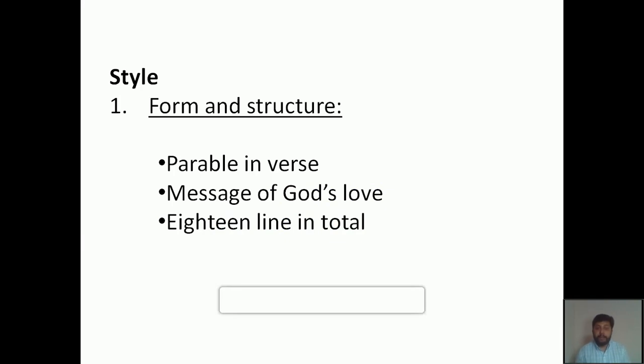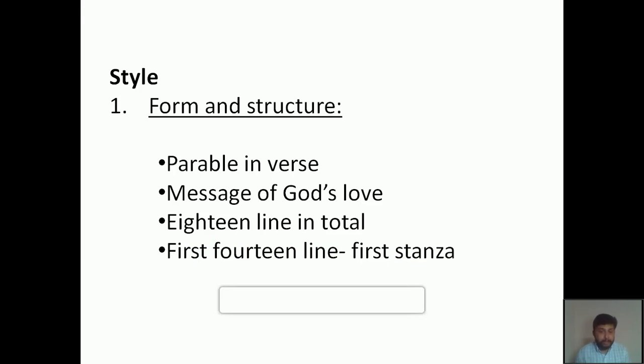The structure of this poem is with 18 lines in total, and the first 14 lines can be considered as the first stanza, since it is dealing with a particular meaning, and the last 4 lines can be considered as the second stanza. Altogether 18 lines are there in this poem, the first 14 lines as the first stanza, and the last 4 lines as the second stanza.